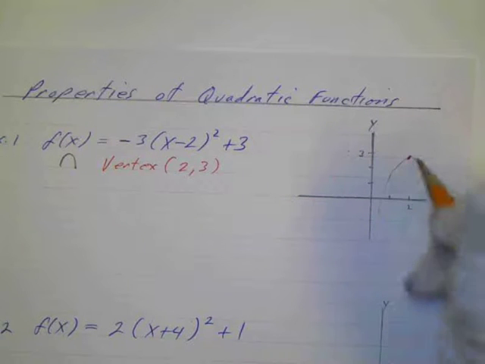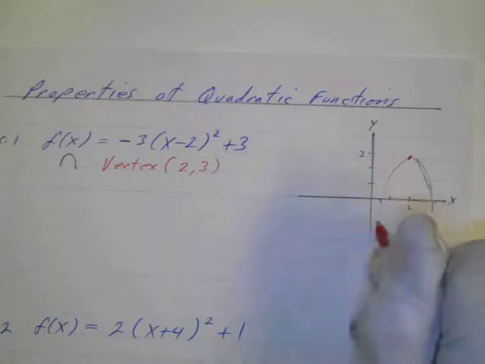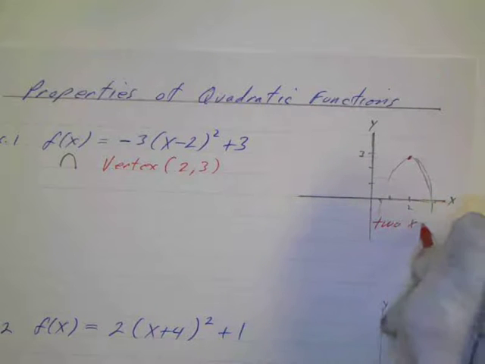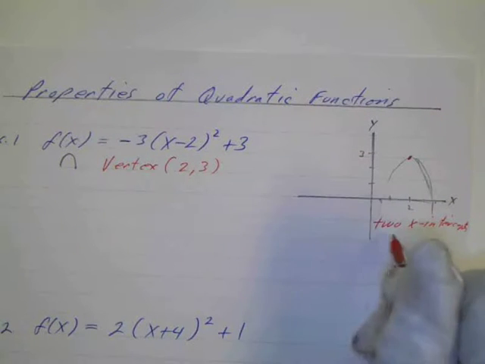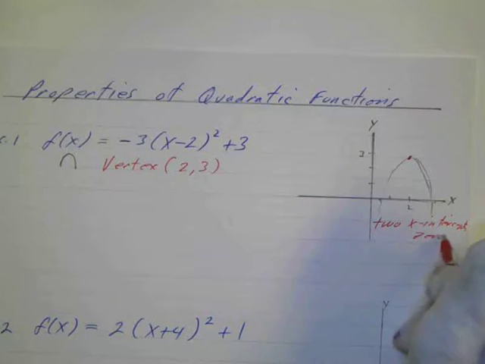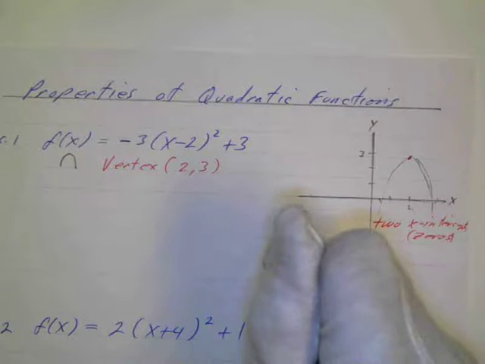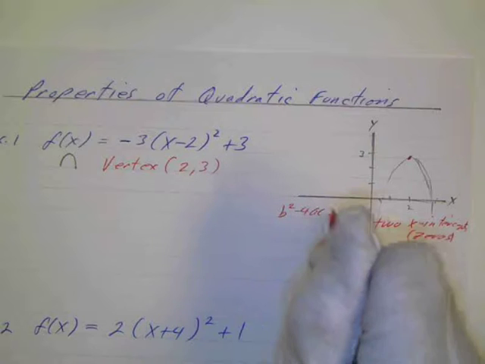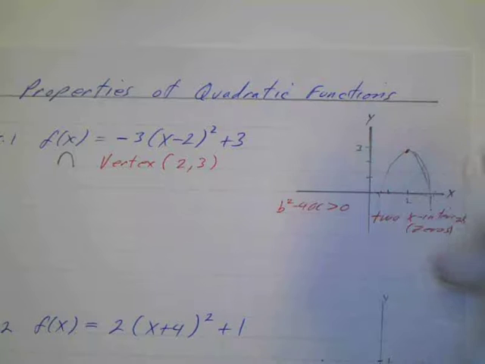So what we know is that it's going to have 2 zeros, or 2 x-intercepts, or 2 roots. So we have 2 x-intercepts, or 2 zeros, because that's where the value of the function is equal to 0. So it's going to cross there. We also know, because it has 2, that our discriminant, b squared minus 4ac, must be greater than 0, because we've got 2 roots.